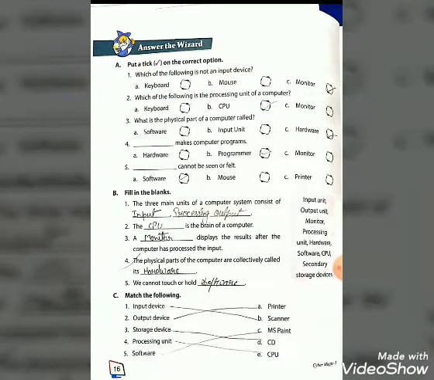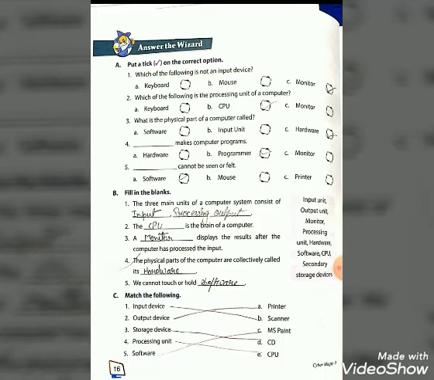Now, question 4. Dash makes computer programs. Your answer is programmer. Programmer makes computer programs. Question 5. Dash cannot be seen or felt. Your answer is software. Software cannot be seen or felt.